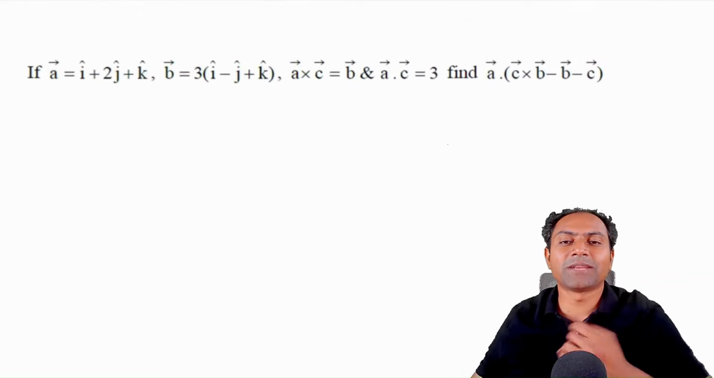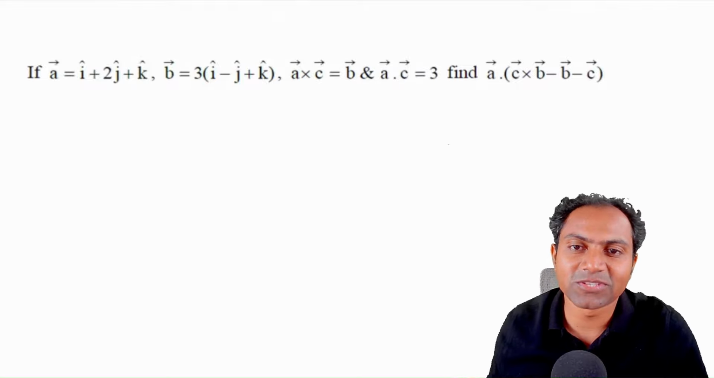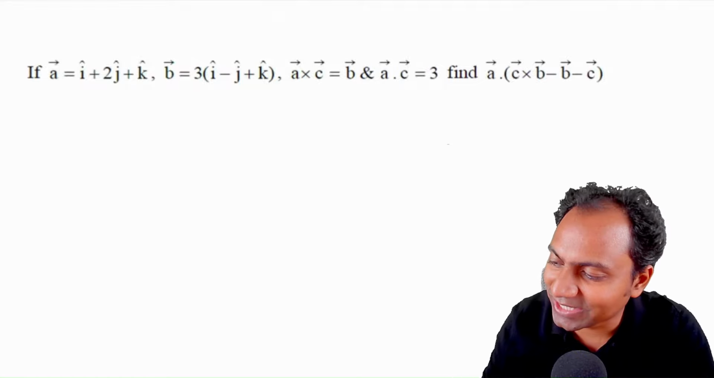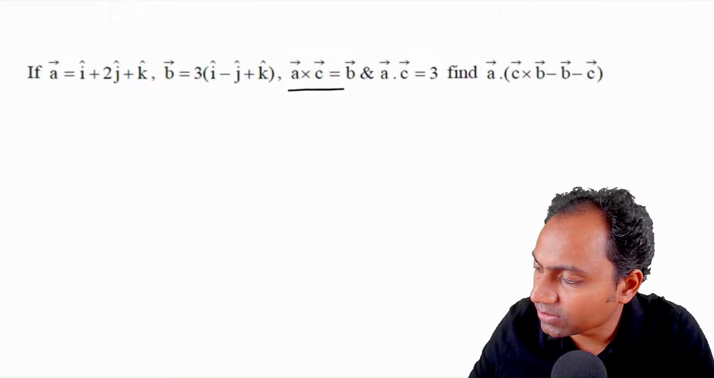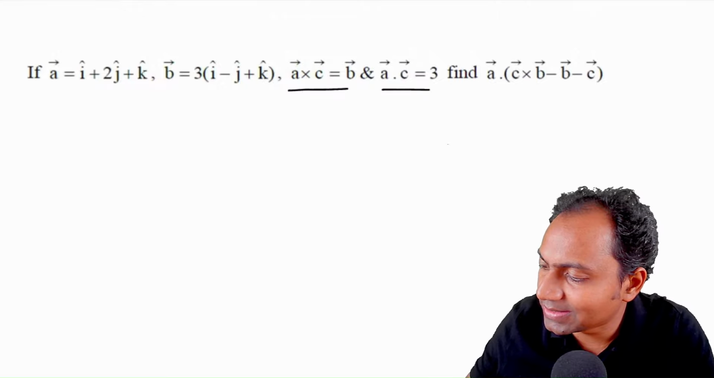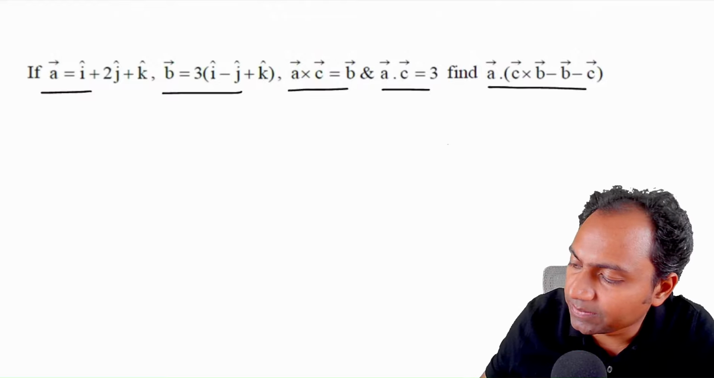Now this is an extremely simple question. The only problem with this question is that it comes from vector triple product, which is not there in the JEE syllabus, but still this question has been framed. So let us look into this question. What they have done is given these three values, and what they're asking is the value of this part. So let us simplify the question first.